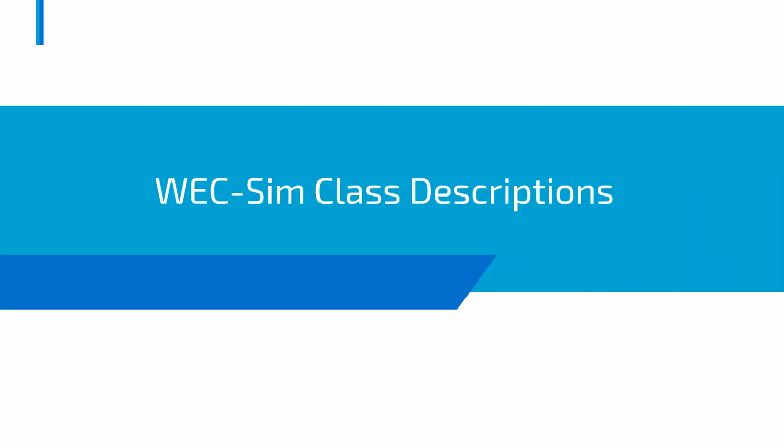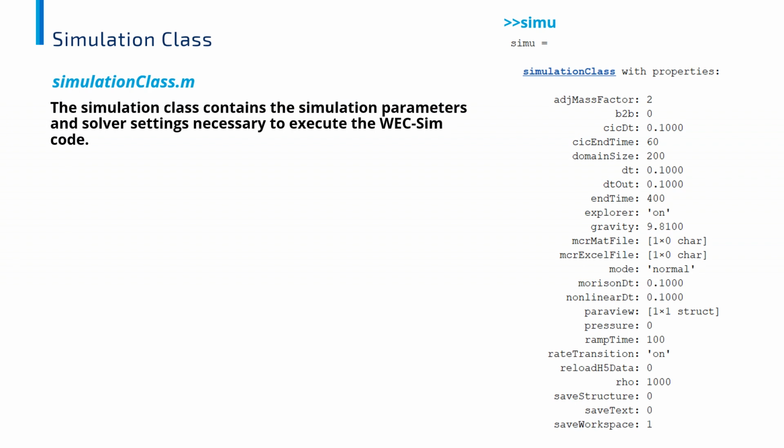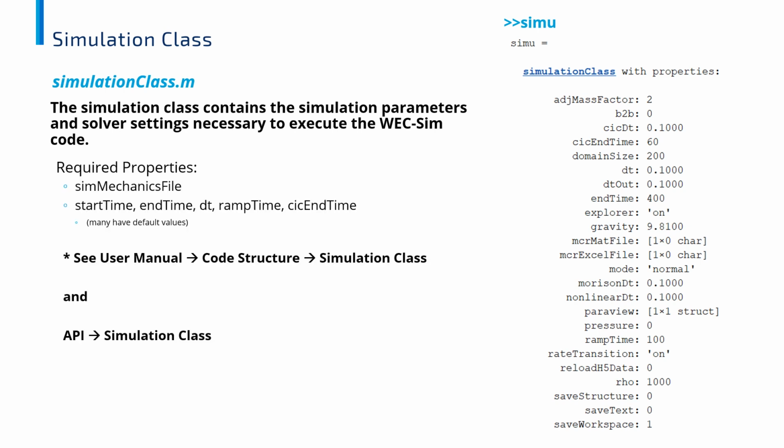We'll now look at a few examples of WEC-Sim classes in detail. We'll start with the simulation class. All of the properties of the simulation class are shown there on the right-hand side of the screen. And you'll note that they pertain mostly to the parameters of execution of the WEC-Sim Simulink model, like solver time and solver type. Many of these parameters have default values that you don't need to worry about specifying.